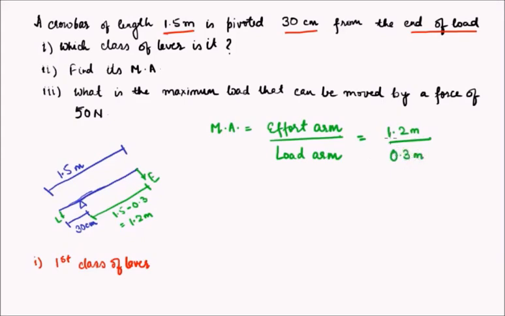Now we need to know the load arm. What will the load arm be? The load arm by definition is the distance between the fulcrum and the load, and the question clearly states that as 30 centimeter, but here we have written the effort arm in terms of meter, so we convert 30 centimeter into meter. That turns out to be 0.3 meter. Now 1.2 upon 0.3, that is 4. So the mechanical advantage for the crowbar is 4.